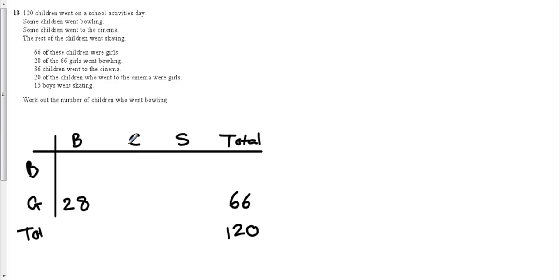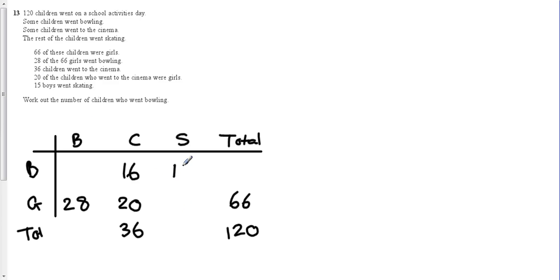The next bit of information, 36 children went to the cinema. So that's the cinema there, both boys and girls, and the total would be 36. 20 of the children who went to the cinema were girls. So that means there's 20 there, and you should notice that that means there must be 16 boys who went to the cinema, because they should total 36. And we also know here, the final bit of information, 15 boys went skating.